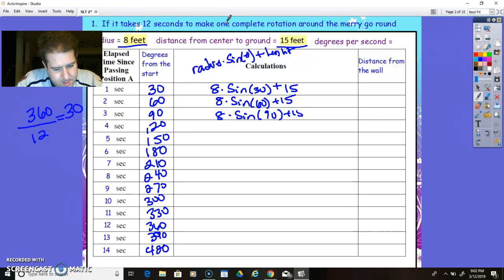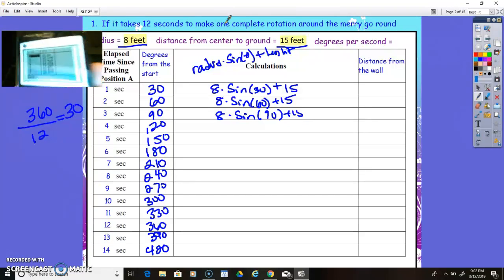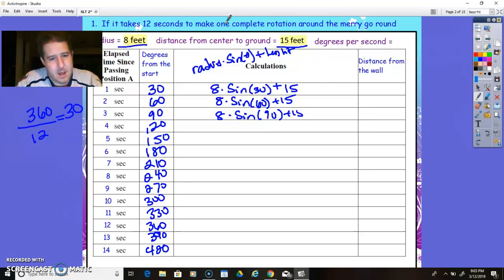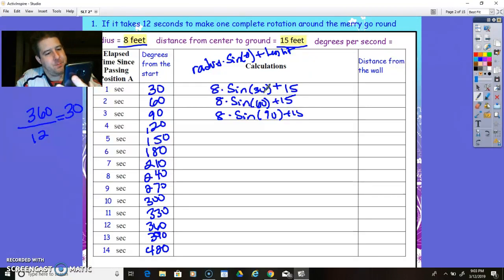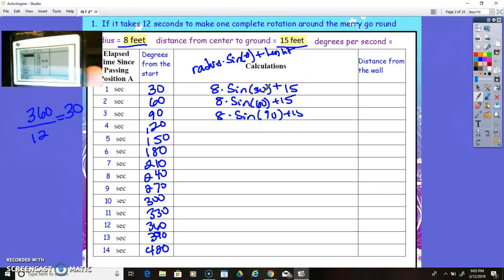Now, if I press table, then I'm going to see a table that looks like this. But that's not exactly the most helpful because we're doing every 30 degrees, not every single degree. Keep in mind x represents the degrees, so 30 represents 30 degrees. So I'm going to go to my table setup. I'm going to have it start at 0, and I'm going to have it go by 30s. So table setup looks like that, and then if you go back to the table, it will look like this.